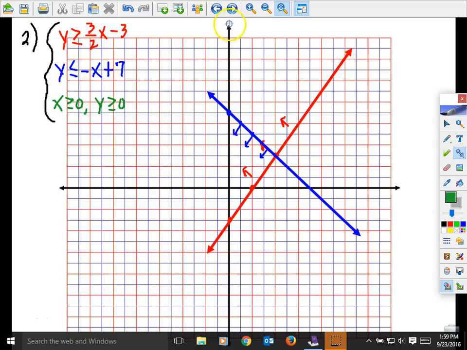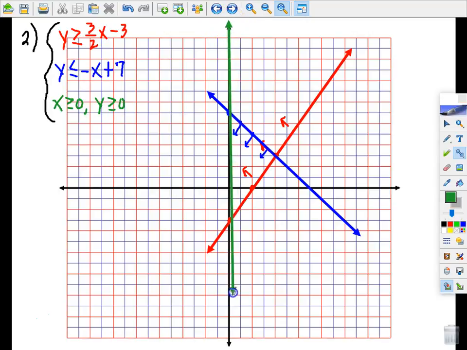So let's just start with the x equals 0 line. This is where x is 0, the vertical line just right on top of the y-axis. And the shading, the greater than side for that, is to the right. So you can kind of see how our arrows are all converging together. And then we're going to do this constraint, which is y is greater than 0. Well, that's just a horizontal line right on top of the x-axis. And the greater than side for this line is above.